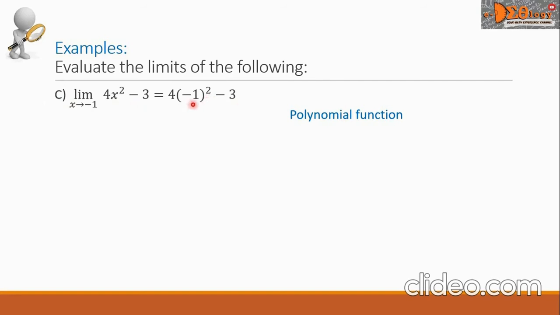The square of negative 1 is simply positive 1. So 1 times 4 minus 3. The product 4 times 1 is simply 4 minus 3, and we have 1 as the final answer.